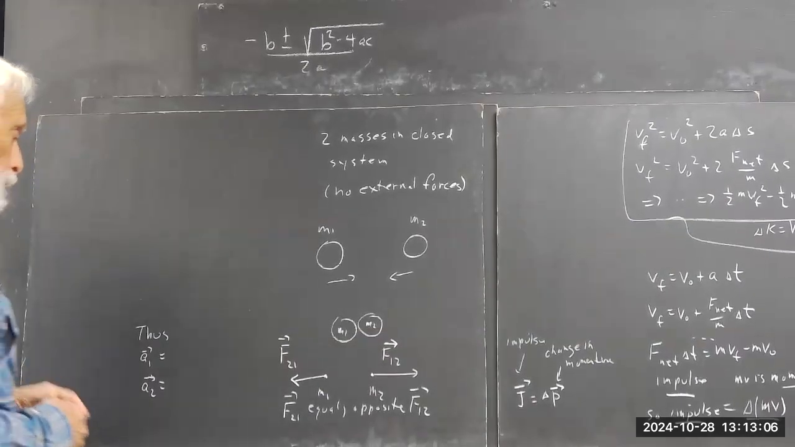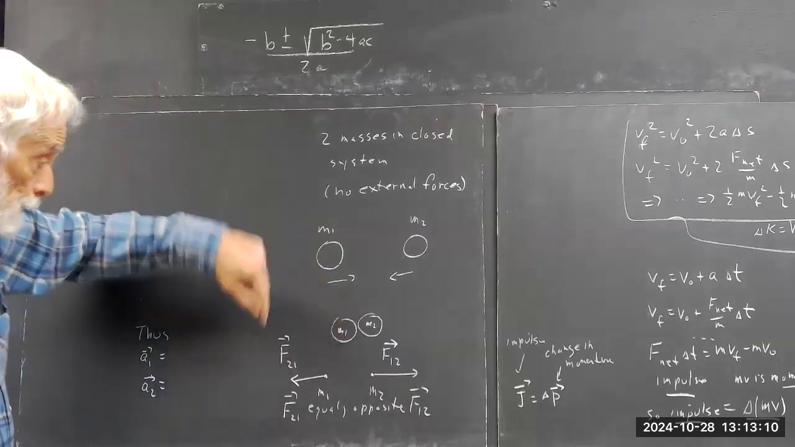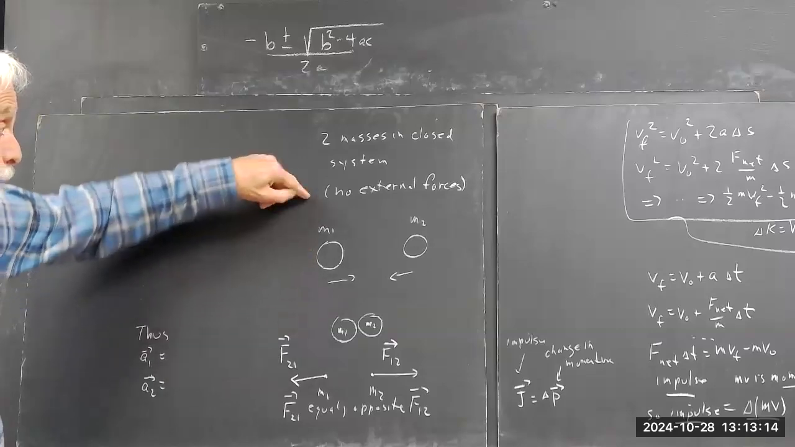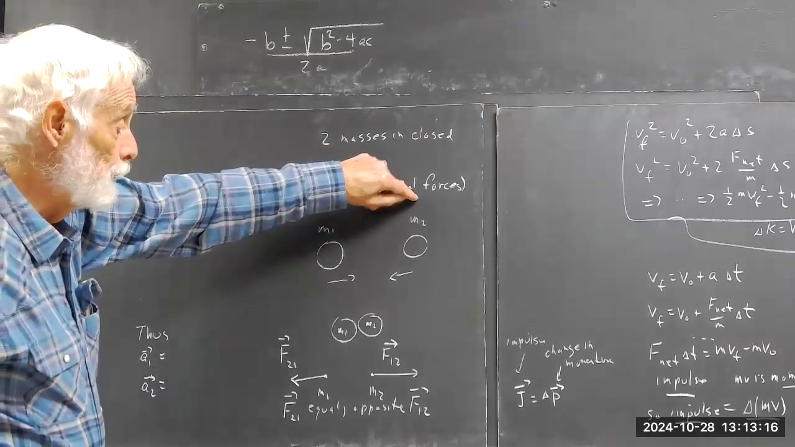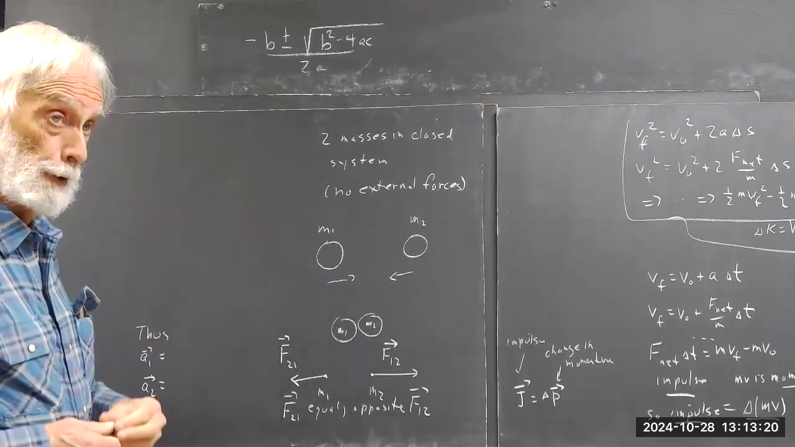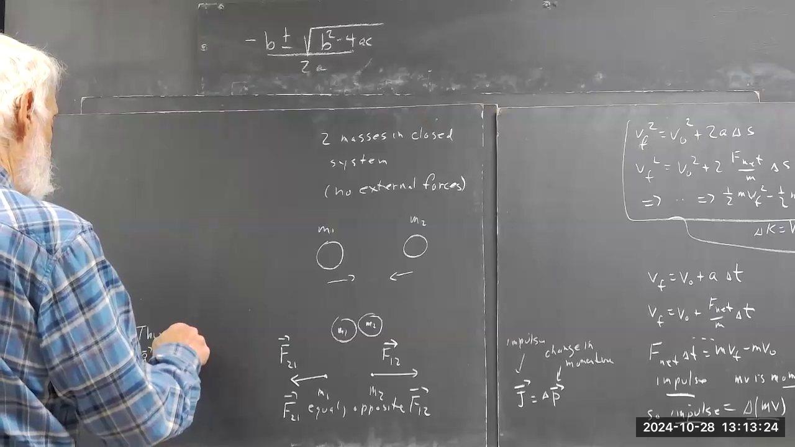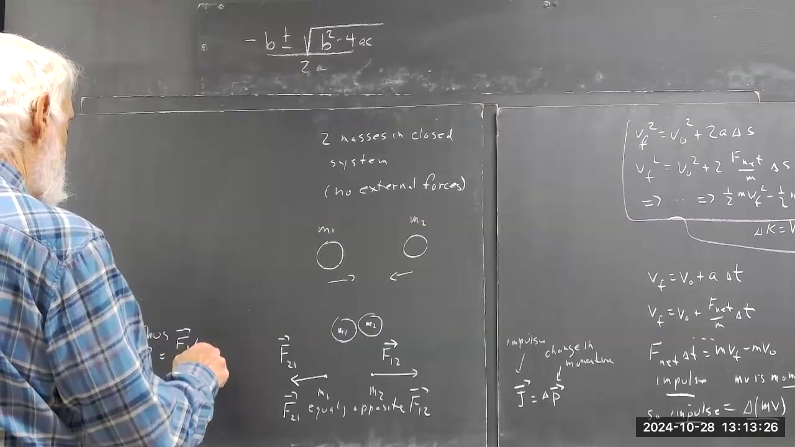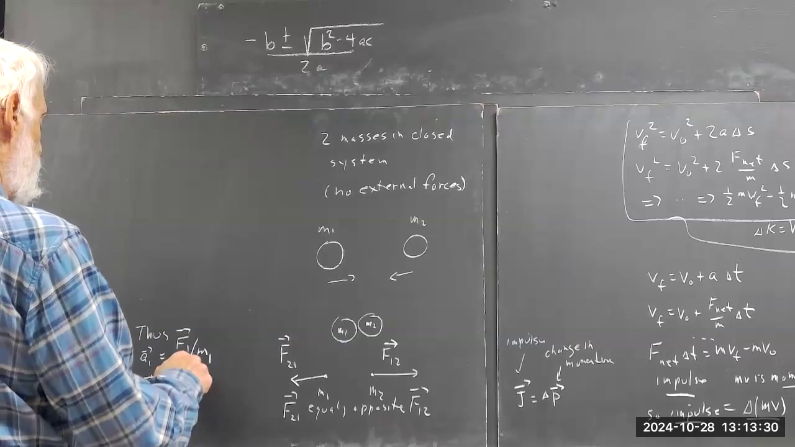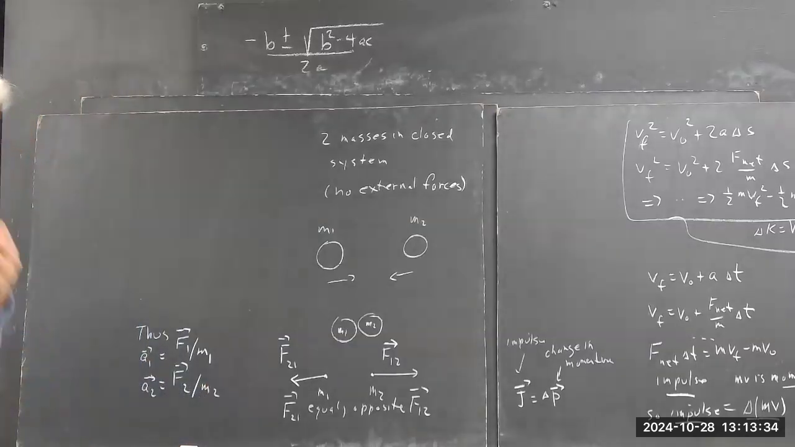A1 is the acceleration of mass 1. So you look at the free body diagram and see what the net force is, right? This is the only force because there are no external forces. The only forces are the forces that these two things exert on each other. So A1 is F1 over M1 and A2 is F2 over M2.